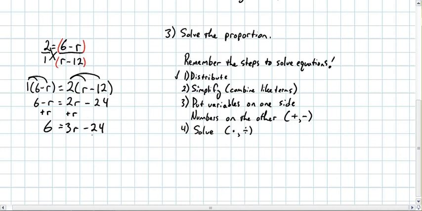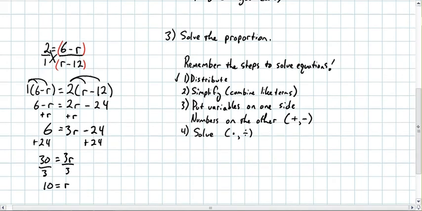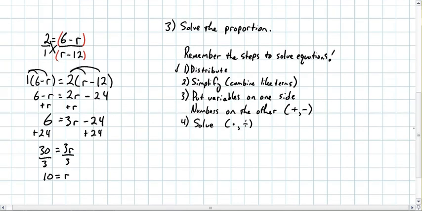And now I'm going to move the numbers to the left side by adding 24. 6 and 24 is 30 equals 3r. So all my numbers are on the left, all my r's are on the right. Now I have to solve. I'm going to divide both sides by 3, and I get r equals 10, which means that both of my r's, when they equal 10, will give me a slope of 2 for those 2 points.